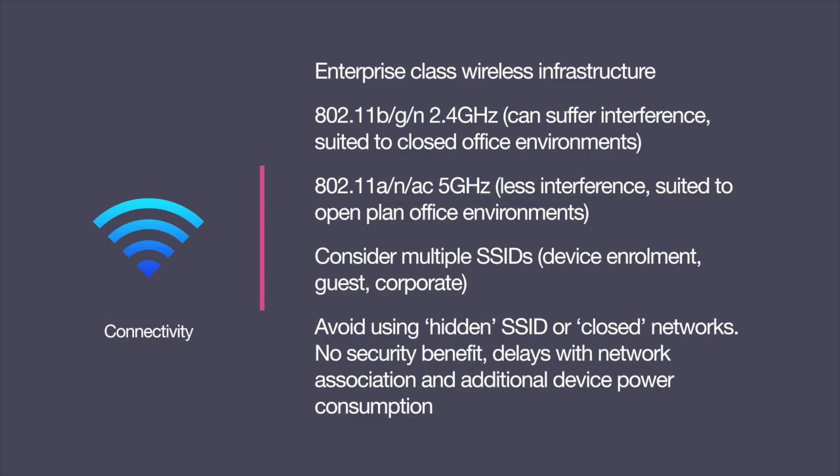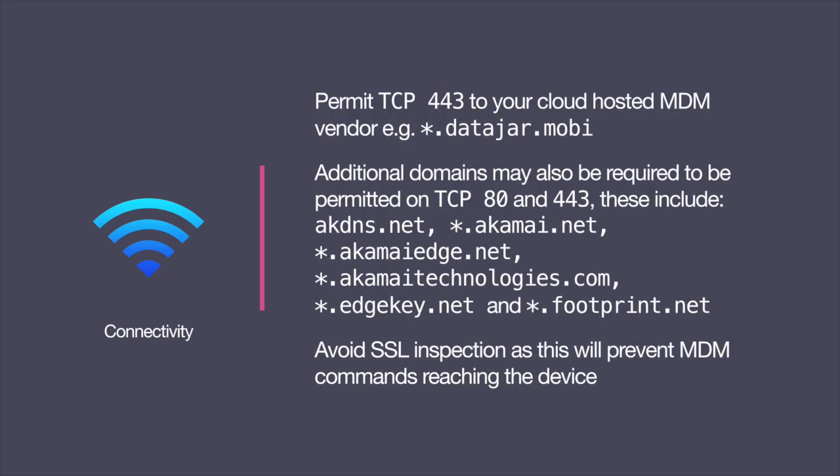Consider using multiple SSIDs, such as device enrollment, guest, or corporate. These can route out to different VLANs in your environment. Avoid using hidden SSIDs or closed networks. There is actually no security benefit here at all, and this can cause delays with network association and can cause additional power drain on your mobile devices. When we say mobile devices, this includes MacBooks, iPhones, iPads, etc. So it's really important that your network environment is very efficient to avoid additional power drain on these devices.